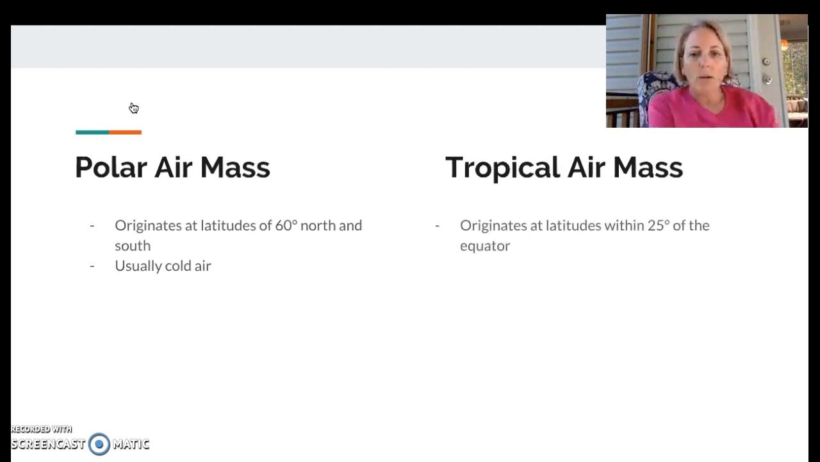All right, tropical air masses originate at latitudes within 25 degrees of the equator. So if we use the equator, 25 degrees north of that, 25 degrees south is where we get these tropical air masses. Okay, these are usually warm air. So a polar air mass, cold, forms far away from the equator. Tropical air mass, warm, forms closer to the equator.